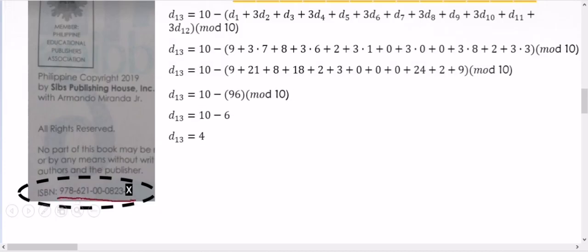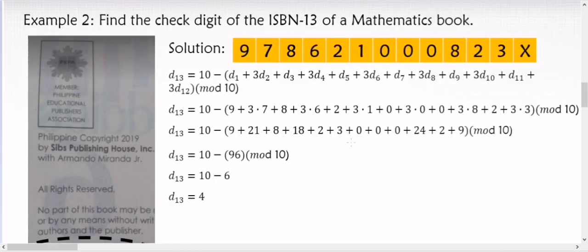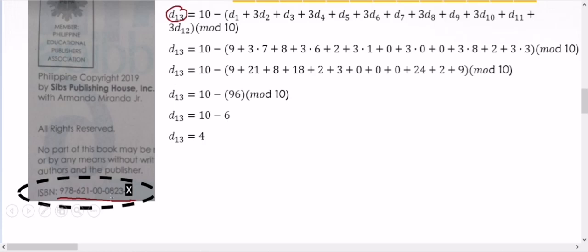The code 978-621-000823. Dash, meron tayong blanko dito, yung X. So, hanapin natin yung last digit using the ISBN formula. Iba naman yung formula ng gagamitin natin. Gagamit tayo ng ISBN formula. This is the ISBN-13 formula. So, D13 ang ginamit natin, kasi there are 13 digits. Pag binilang natin to, 13 digits lahat yan.